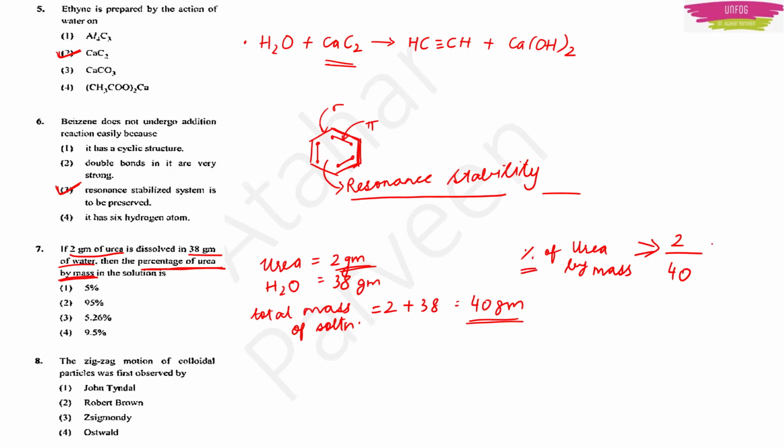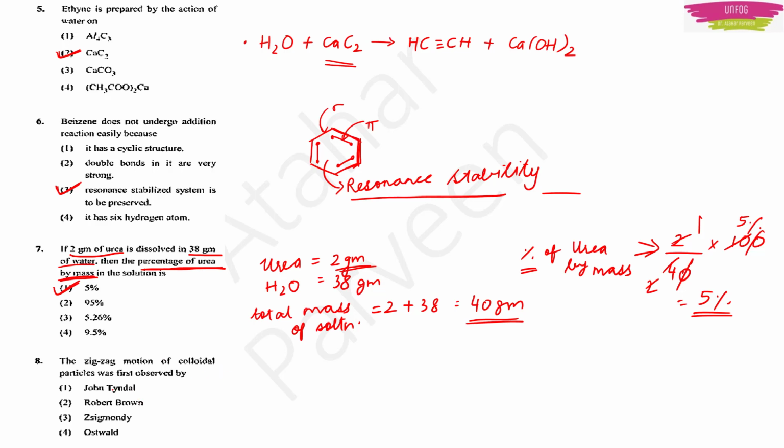But it is asking in percentage, right? So we should multiply by 100. Now, after cancellation, the zeros cancel, 2 ones are 2, 2 twos are 4, and then 2 fives are 10. So the answer should be 5%. Is there 5% as an answer? Yes. First option is the right answer.